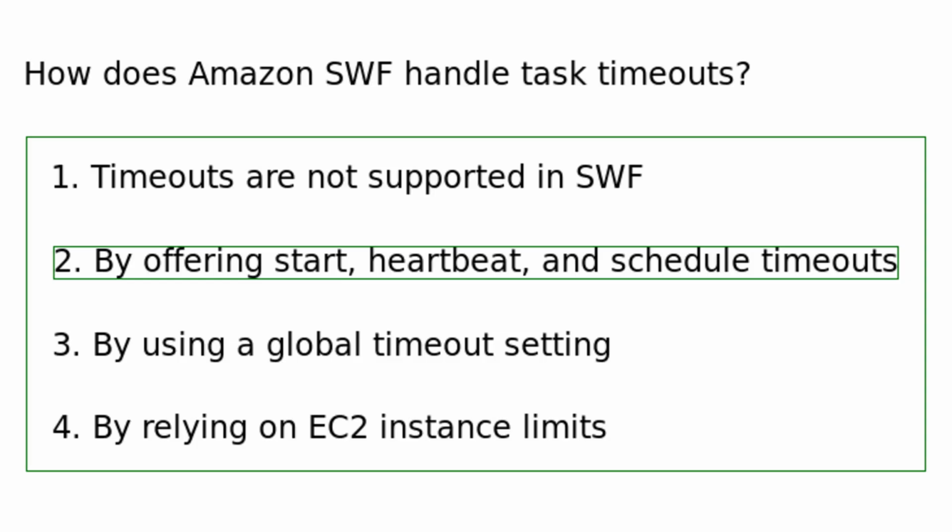Amazon SWF handles task timeouts by offering three types: start timeout, heartbeat timeout, and schedule timeout. This ensures tasks don't stall indefinitely.